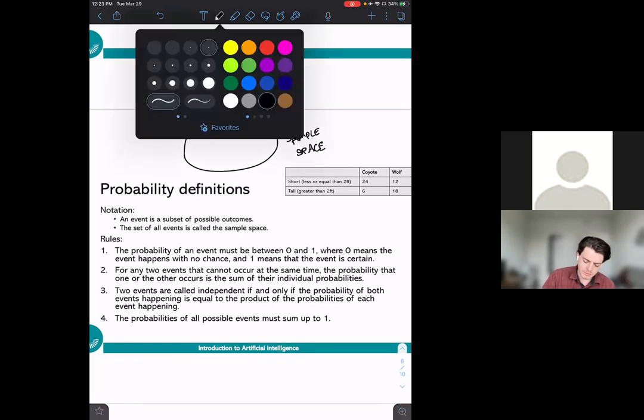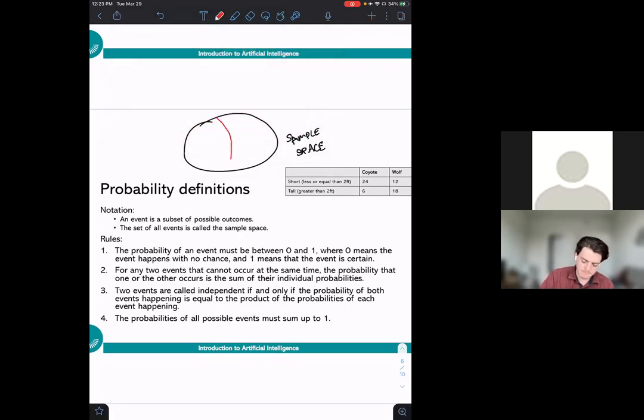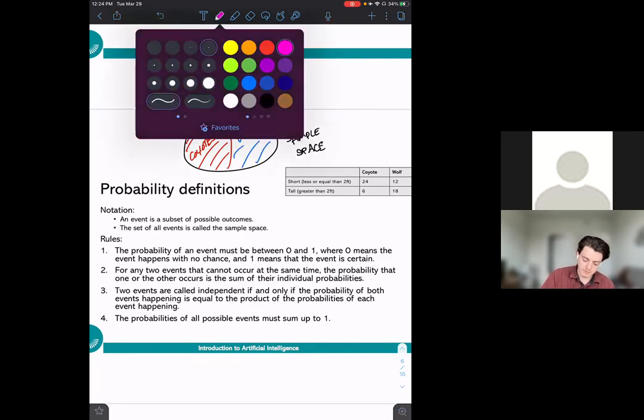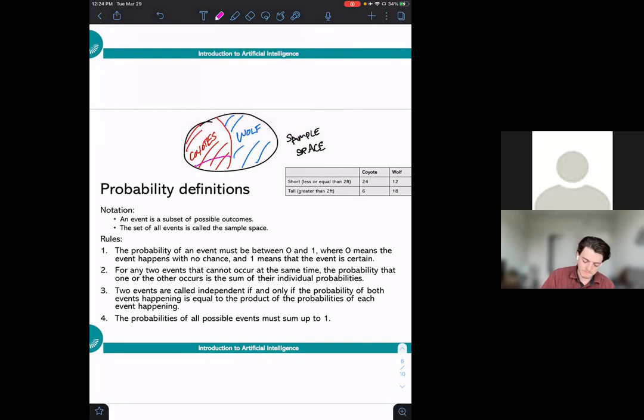And within the sample space, we've got some coyotes. And then we've also got some, I'll just do wolf instead of wolves. And maybe between them, we've got the short guys, short. Let's make this a little easier to see.